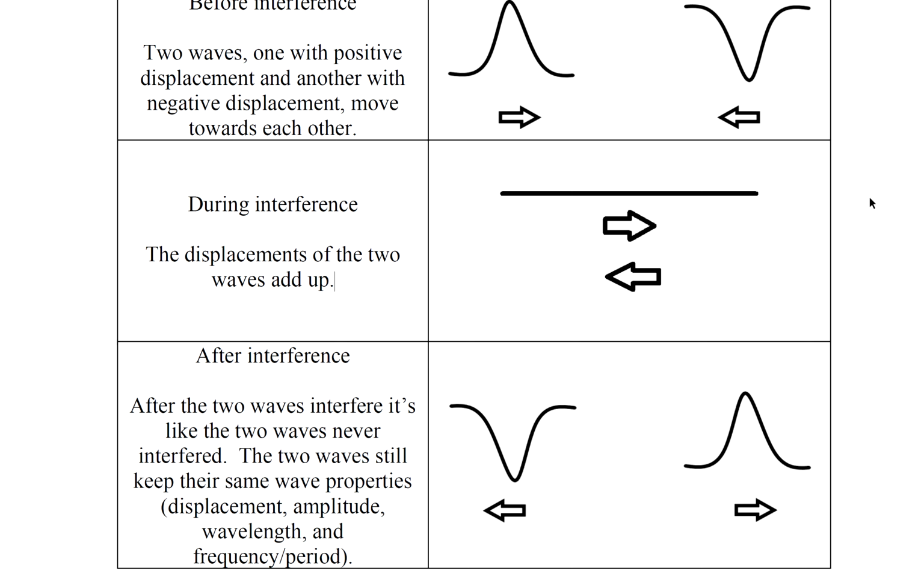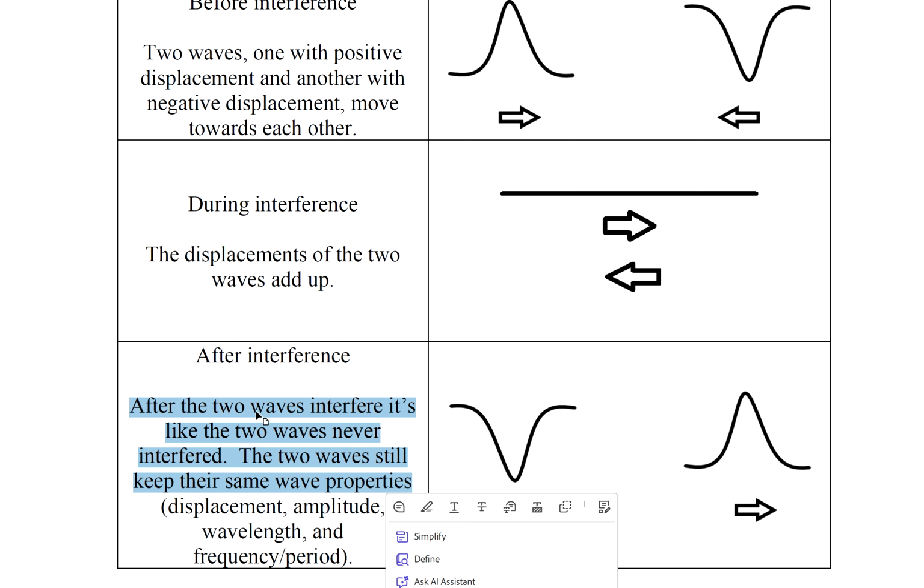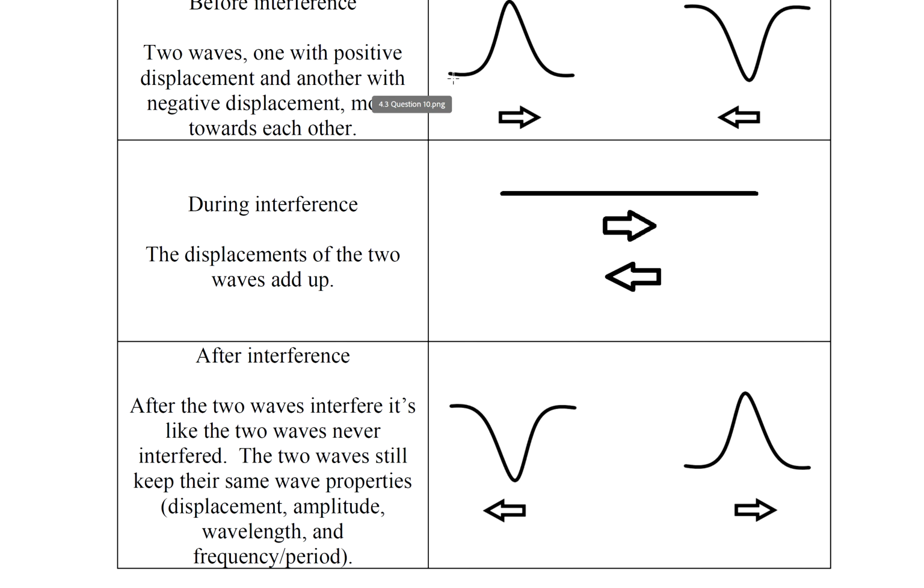After interference, after the 2 waves interfere, it's like the 2 waves never interfered. The 2 waves still keep their same wave properties. So the wave with positive displacement moving to the right continues to move to the right. The wave with negative displacement moving to the left continues moving to the left like they were never communicating with each other.